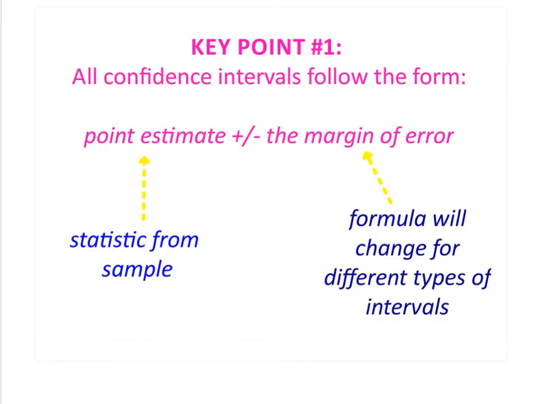So key point number one, and what we're going to focus on today, is that confidence intervals follow the form, the point estimate, so the statistic from my sample, meaning my p-hat or my x-bar, plus or minus the margin of error. And this margin of error is going to change for different problems, so the formula is going to change. Each interval that we make, and we're actually going to make 5 different types of intervals, each interval has a different formula for this, but it's always the statistic plus or minus the margin of error to give me my interval from blank to blank.